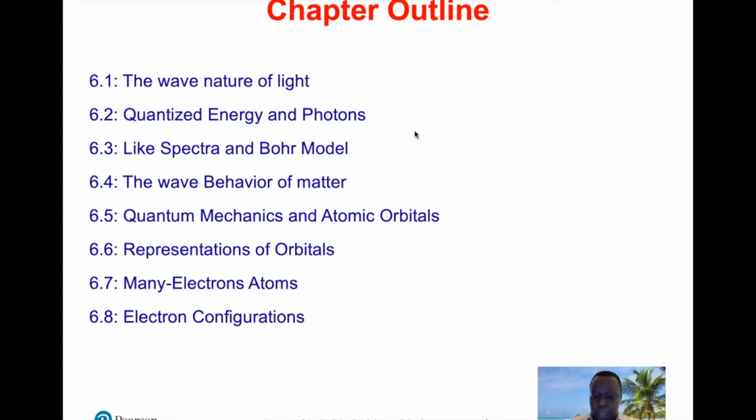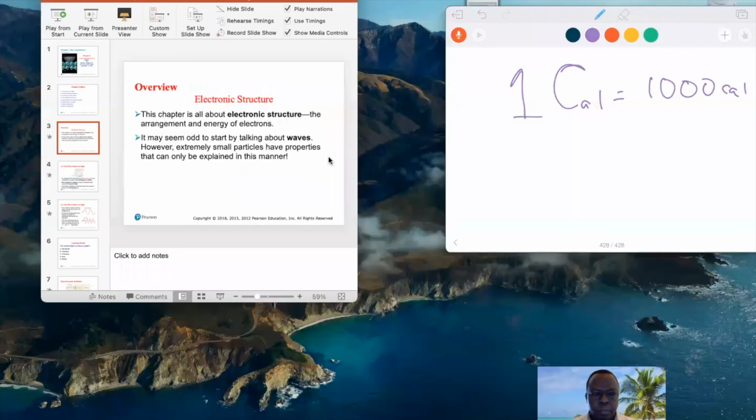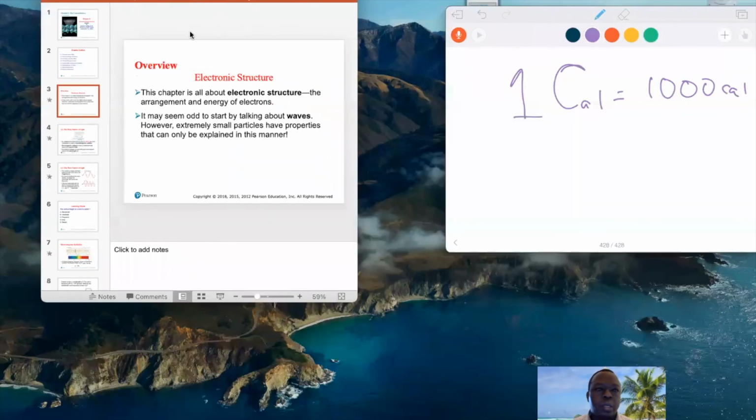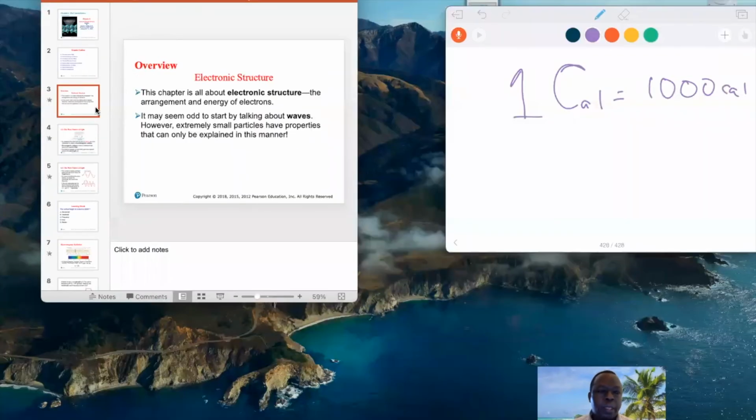And light, all right, let's see if I can minimize this and have my PowerPoint slide. Hopefully it's going to allow me, no. Let's just go with the way it is.